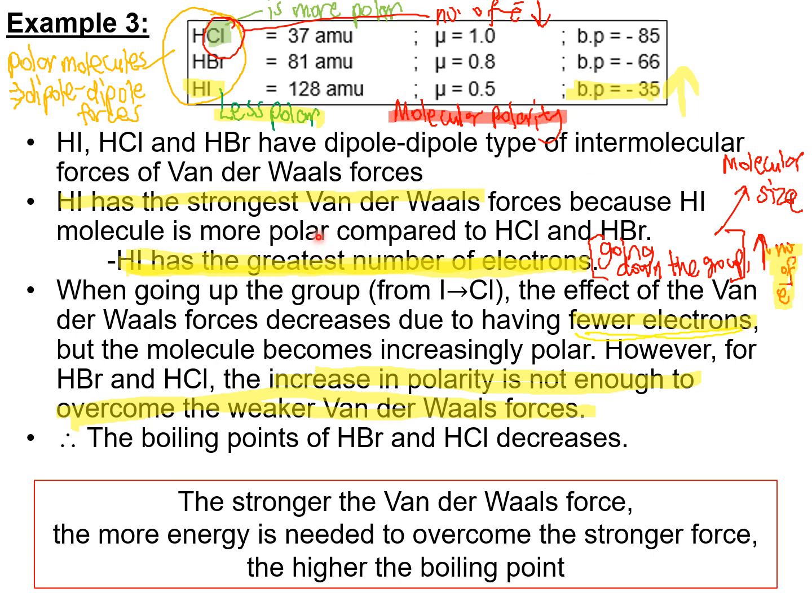And you know that HI has the strongest van der Waals forces. The molecule yang ada strongest van der Waals forces, dia punya energy nak diperlukan untuk overcome the stronger forces paling banyak. Okay, therefore dia punya boiling point is the highest.